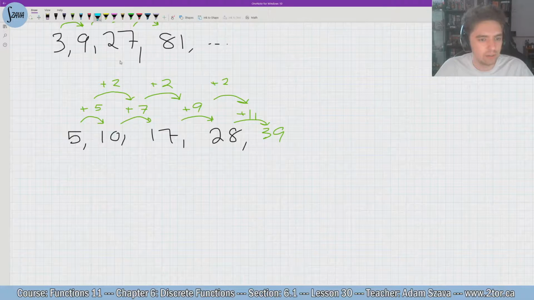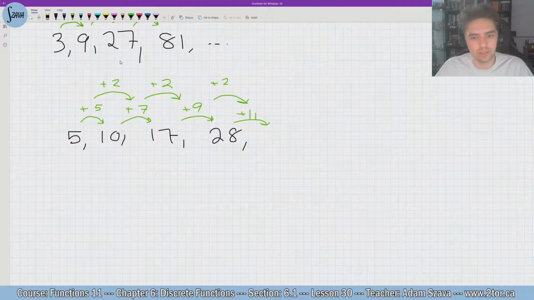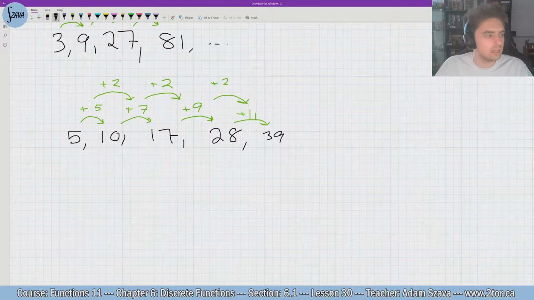Like we're going 5, add 5, add 7, add 9. Okay, so the amount that we're adding is going up by 2 each time. And so we can say maybe for the next one we're going to add 11, right? To get to the next term. But that's just an idea. You know, there's lots of ways you can think about this.